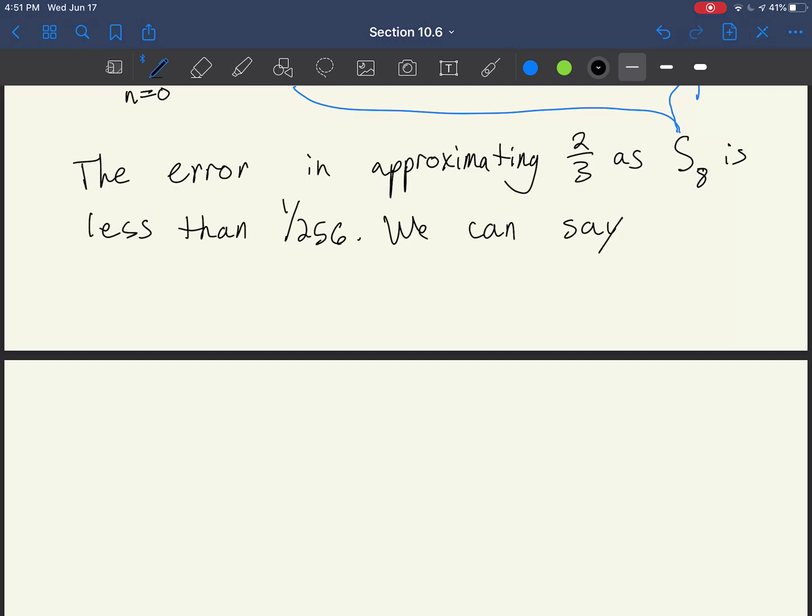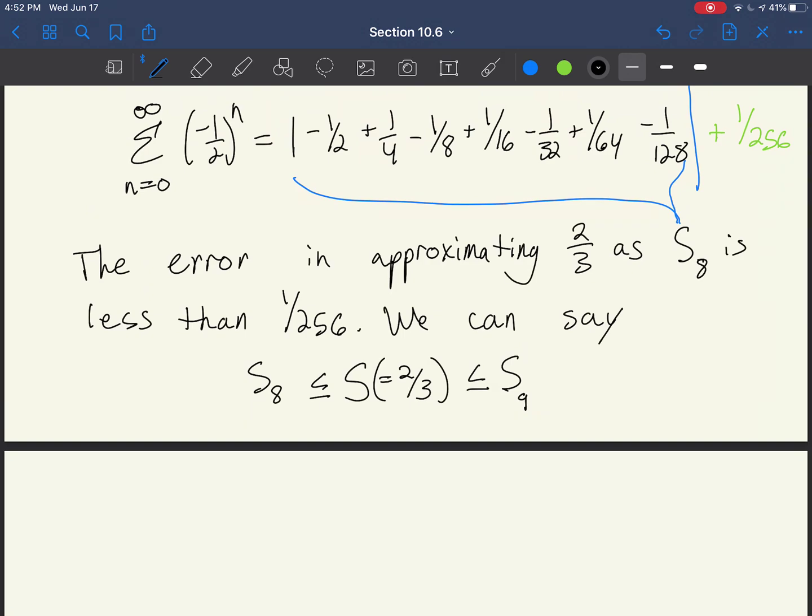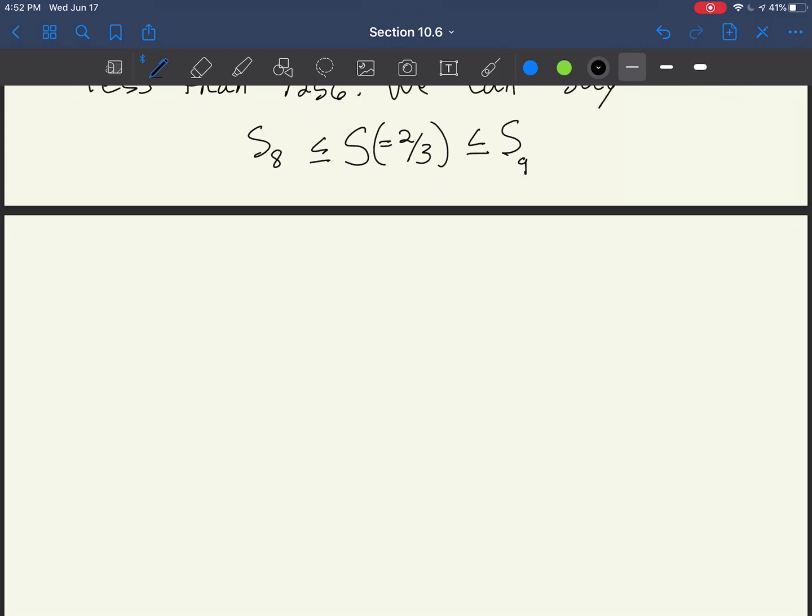Moreover, we can also say that S, our actual sum, which is 2/3, is bounded between any two consecutive partial sums. So it is less than S9, but greater than S8. We have S8 written up here. S9 will just be adding this 1 over 256. And using a calculator to figure out what this is, we know that 0.664 is less than or equal to 2/3, which is less than or equal to 0.668.